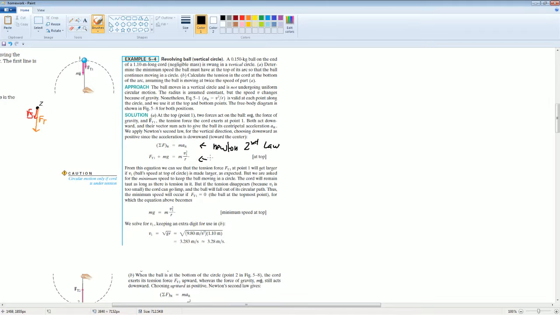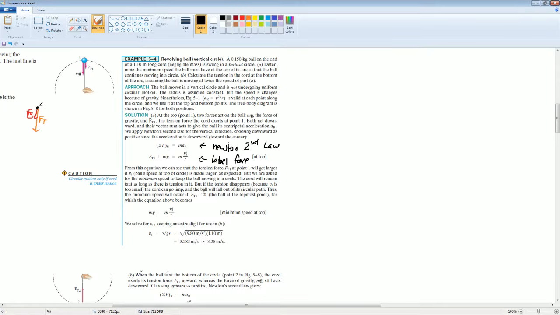Here they label the forces, right? And here they say that for the equation we can use the tension force at point 1 would be greater than the V expected. We would ask for the minimum speed to keep the ball moving. The cord will remain as long as the tension is in it. But if the tension disappears because V1 is too small, the cord goes limp. Okay, thus the minimum speed occurs when the tension force equals 0.